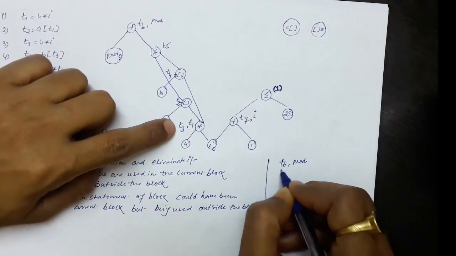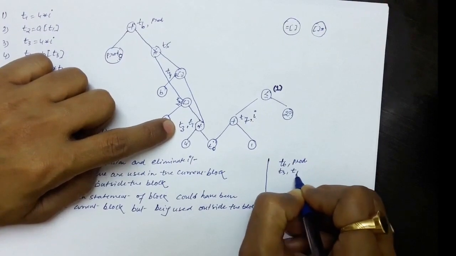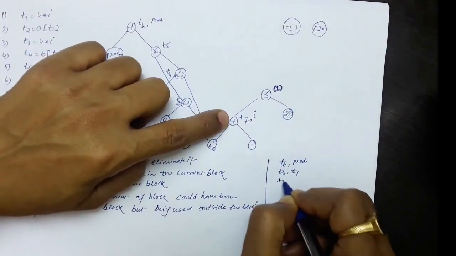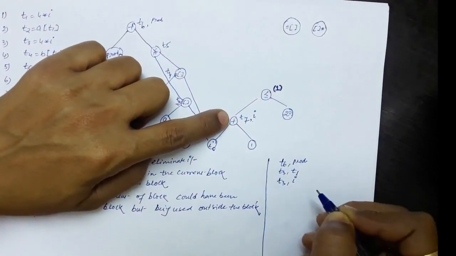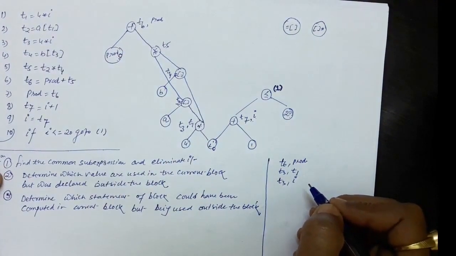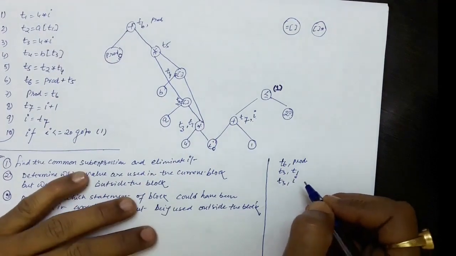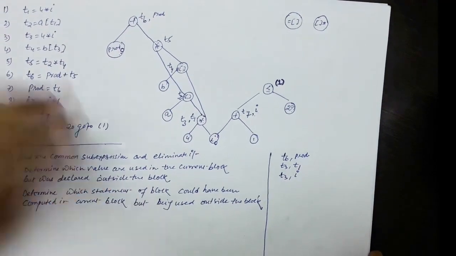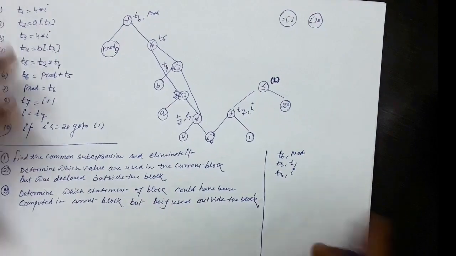Another one is this one, T3 and T1. Okay, another one is here, T7 and I. Okay, according to the first application, we have to eliminate the duplicates. We have to eliminate the duplicate statements. So let us try to find out this.